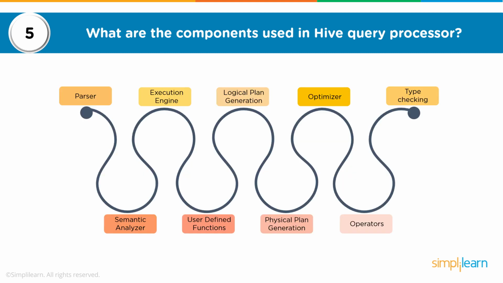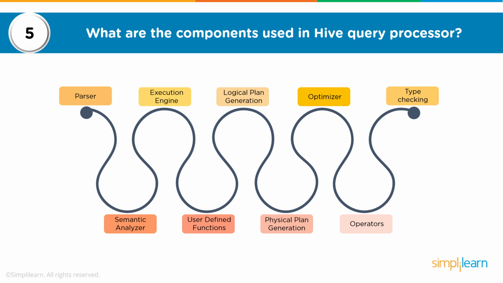Now, if somebody asks, what are the components used in the Hive Query Processor? Usually the main components are your parser, your execution engine, logical plan generation, optimizer, and type checking. Whenever a query is submitted, it will go through a parser, and the parser would check the syntax and check the objects which are being queried and other things to see if the query is fine. Internally you have a semantic analyzer which will also look at the query. You have an execution engine which basically will work on the execution part, that is, the best generated execution plan which could be used to get the results for the query.